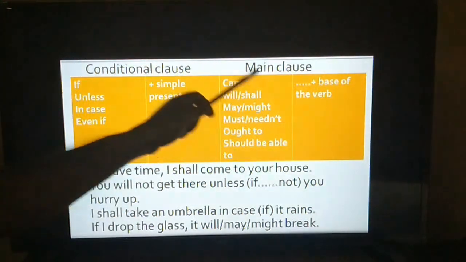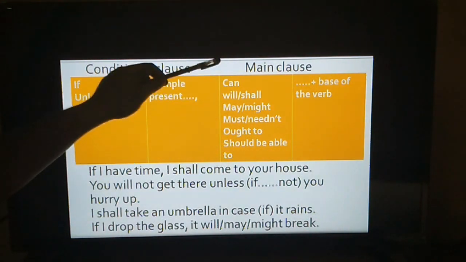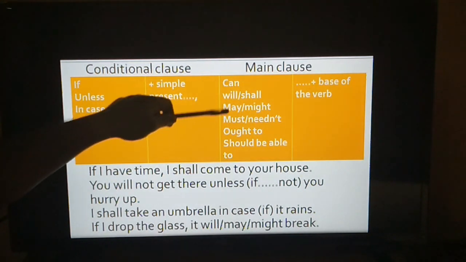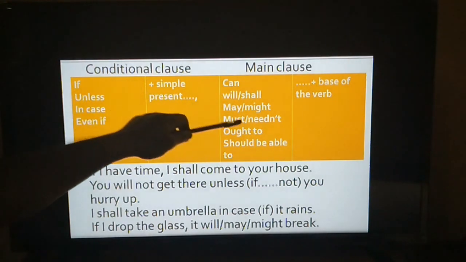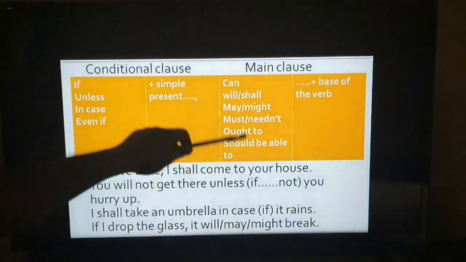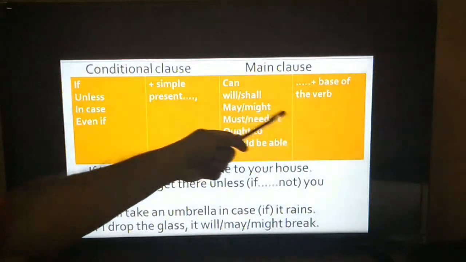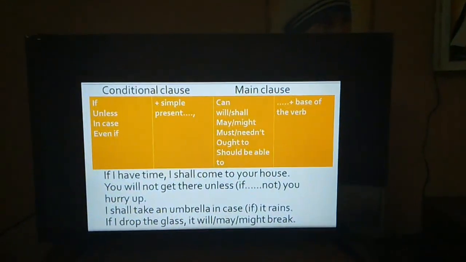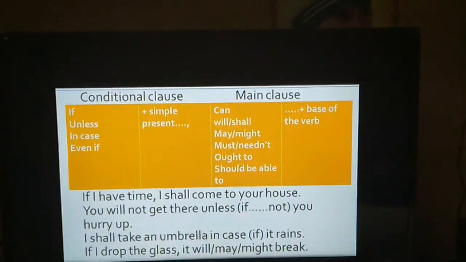Then in the main clause, in the former sentence we saw, it was shall. Here you have a number of verbs indicating future: can, will or shall, may or might, must or need not, ought to, should, be able to, then the base of the verb. With will or shall and the base of the verb, that is simple future. With can and the base of the verb, that is also simple future. As we have seen already, shall come. If I have time, I shall come to your house.